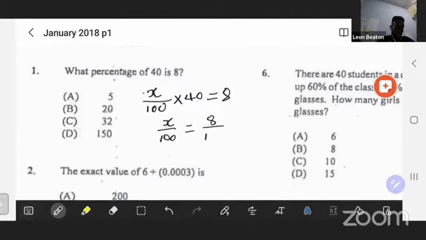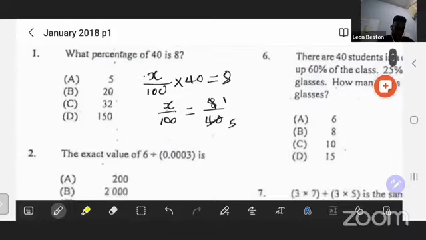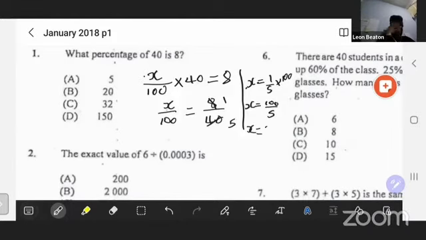And if we break down 8 and 40, 8 into 8 is 1, 8 into 40 is 5. So we now have X over 100 is equal to 1 over 5, and this 100 is dividing, so we take it over, it will multiply. So we'll have X is equal to 100 divided by 5, because 1 over 5 times 100 is the same as 100 over 5. So X will be equal to 20%. So the answer for number 1 is 20%.